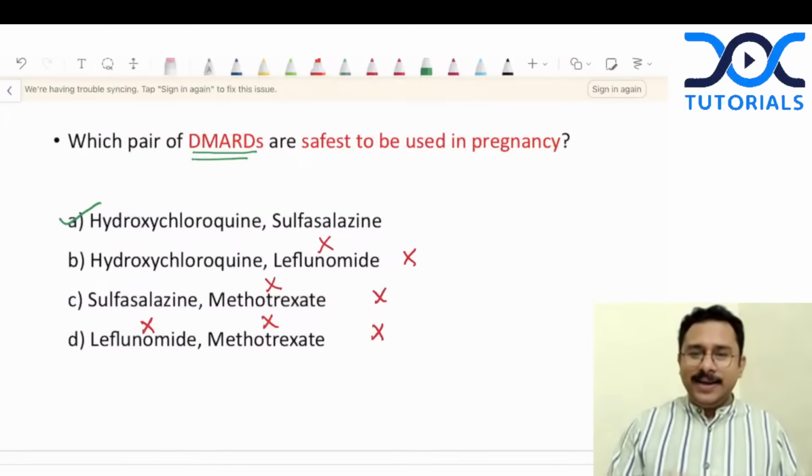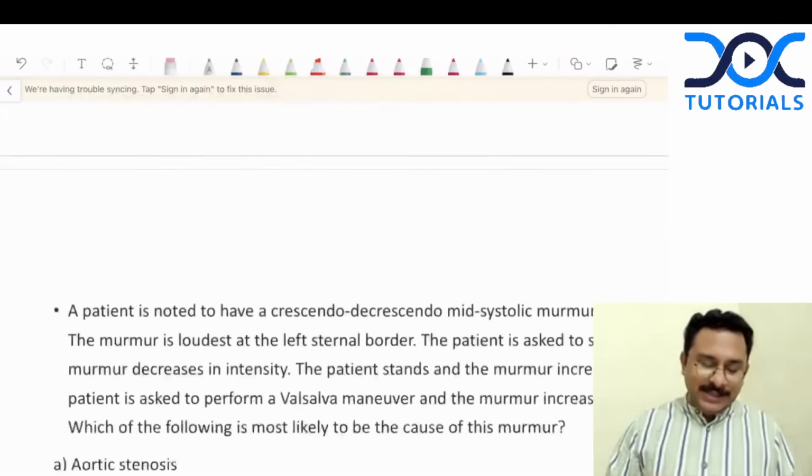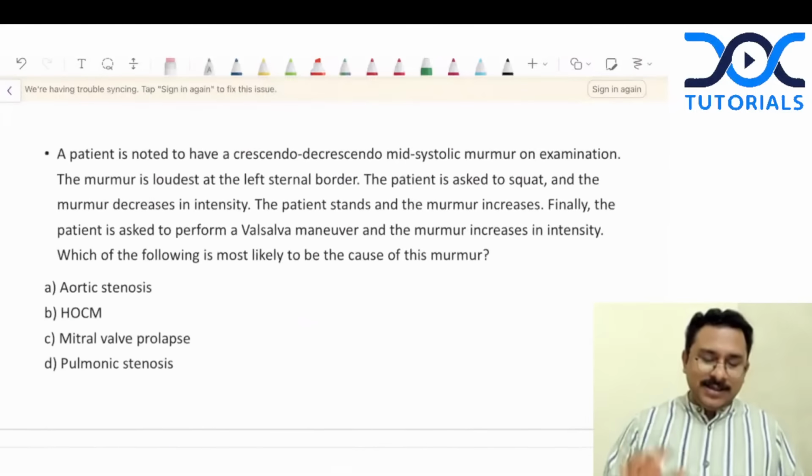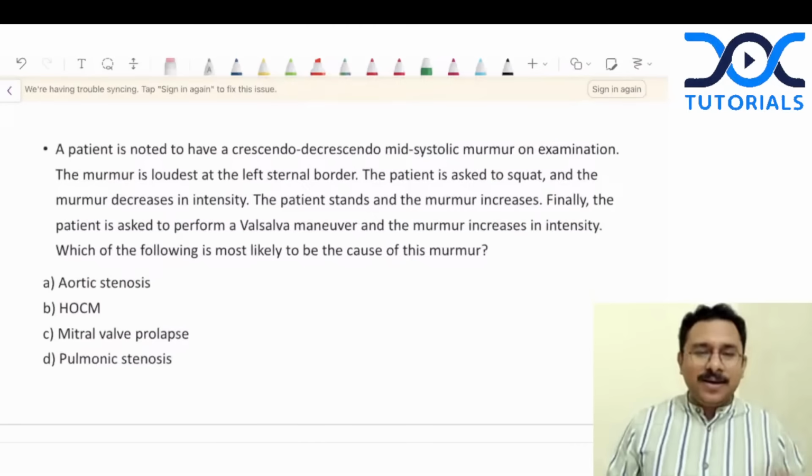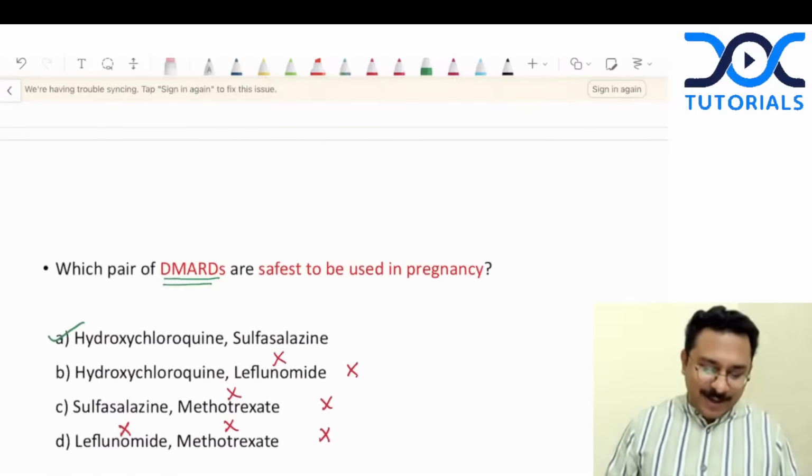Okay, is it clear? Yes, option A is the answer. Next, let us look at the next question. A patient is noted to have a crescendo decrescendo mid-systolic murmur. Meanwhile, let me just see the previous question. Okay.